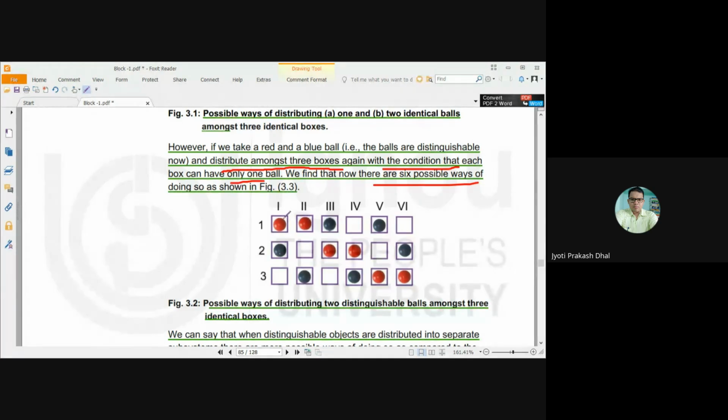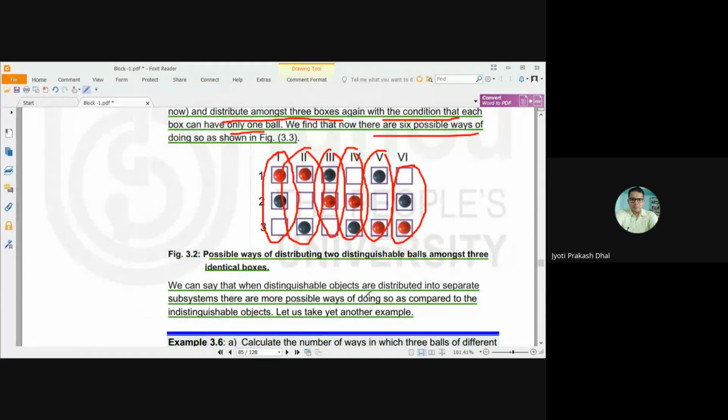So the red ball can be placed, this is the first way, with red in the first and blue in the second. The second possible way, red in first, blue in third. The third possibility, blue first, red second. The fourth possibility, red second, blue third. The fifth possibility, blue first, red third. The sixth possibility, blue second, red third. So these are the six possible ways we can distribute two distinguishable balls, meaning two different color balls, among the three identical boxes.